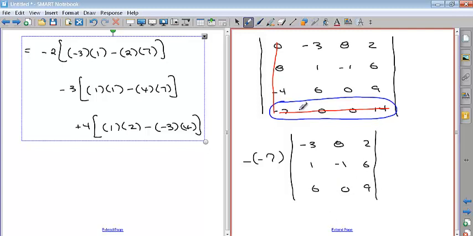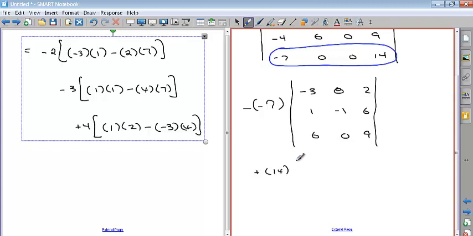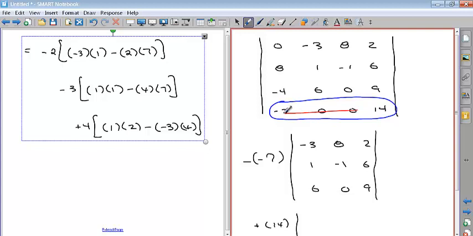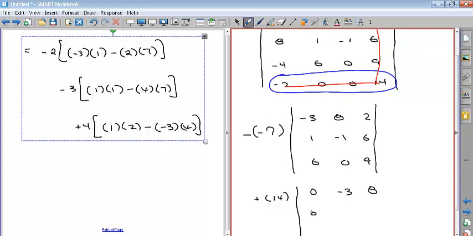And then let's get rid of those marks here. Then you would do 14, that's minus, plus, minus, plus, so it's going to be plus 14. And then you have a 3x3. So again, you cross out this row and this column. That leaves you that 3x3 information. So you're going to have 0, 0, -3, 8, 8, 1, -1, -4, 6, 0.